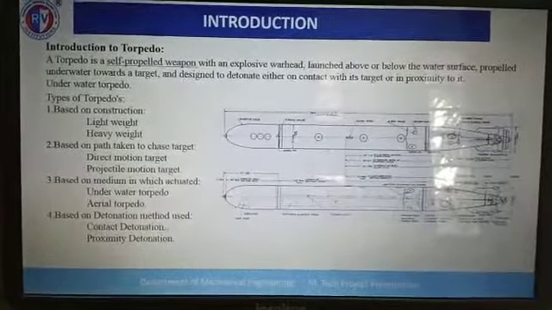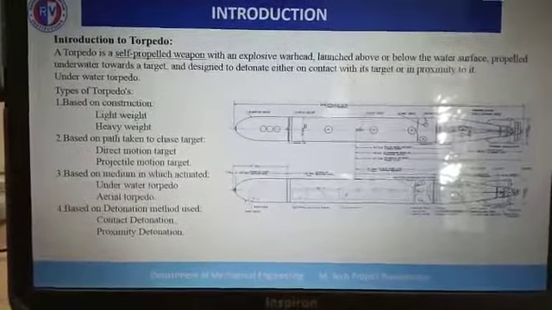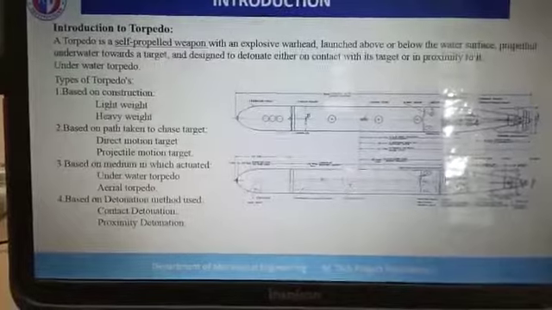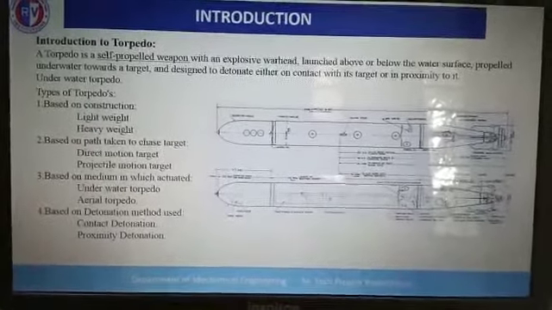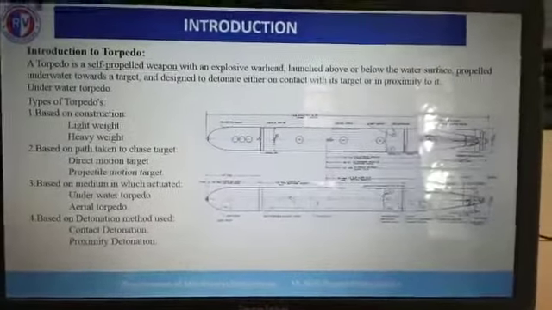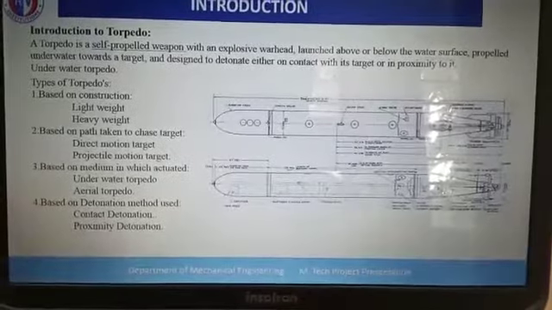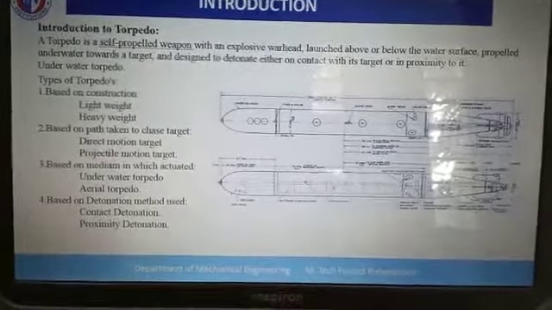Torpedo is a self-propelled weapon, also a vehicle with an explosive warhead launched above or below the water surface, propelled underwater towards a target, and designed to detonate either in contact with its target and or proximity to it, that is nearby it.